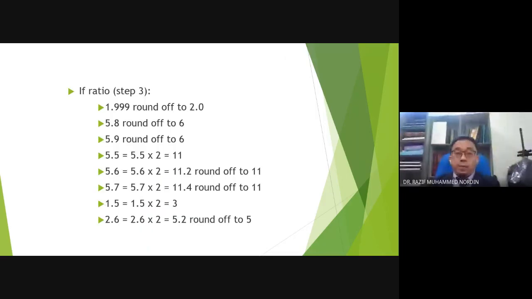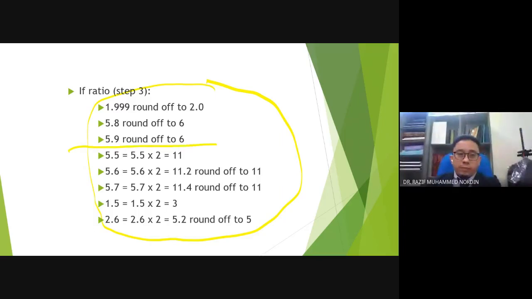Tips dia di sini ya. Ini tips di sini, ratio yang digunakan pakai di sini. Di Indonesia, di UIR mungkin berbeza. Yang ni you kena consult with Dr. Muhammad. Okay. Untuk kami di sini 1.9 kita akan round off dia to 2, 1.8 to 2, 5.8 to 6, 5.9 pun sama juga become 6, 5.5 times 2 become 11.